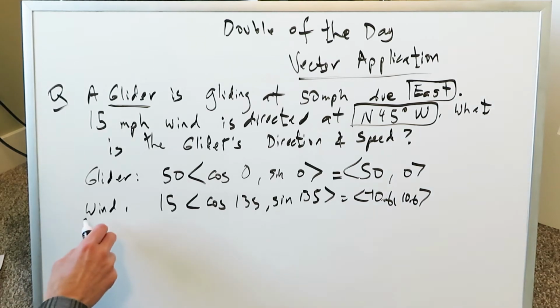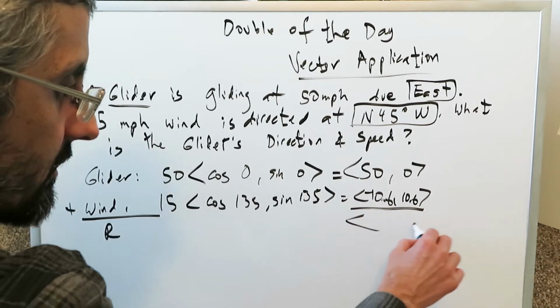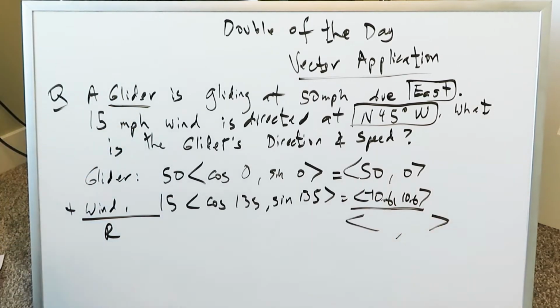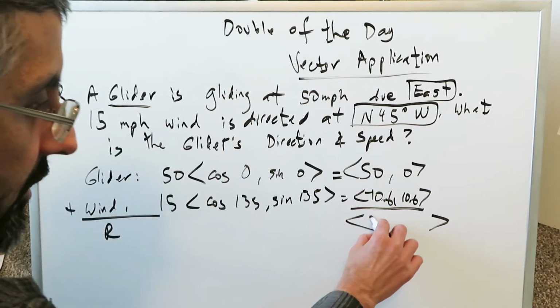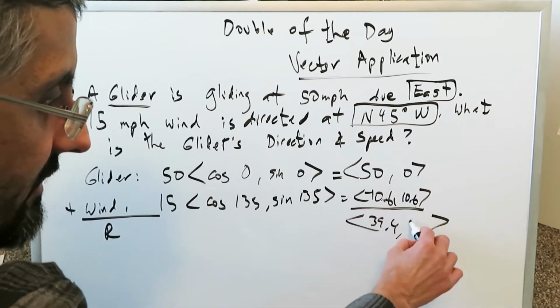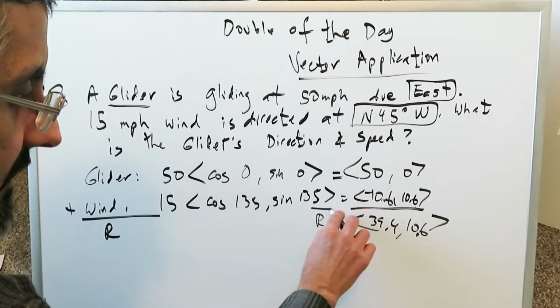Anyhow, now the resultant is equal to the addition of all of this. You have to add this up right here. 50 plus minus 10.6, 50 minus 10.6, I get 39.4. Add this up, you get 10.6. These are now the vector components of your resultant vector.